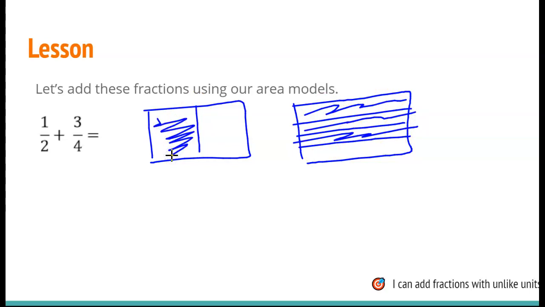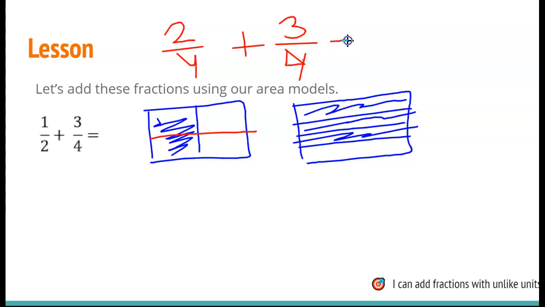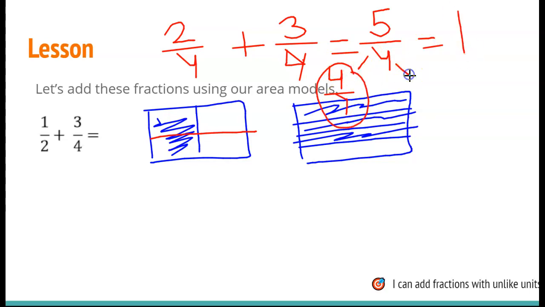Let's go ahead and rename them. So I'm just going to actually change my halves into fourths this time because I noticed that I can go ahead and do that easily. All right, so now I have 2/4 plus 3/4, and I'm going to get 5/4. Again, what are we going to do? It's an improper fraction. So I'm going to pull out that whole. I know that 4/4 is the same as a whole. So when I pull out that whole, I have 1/4 left over.